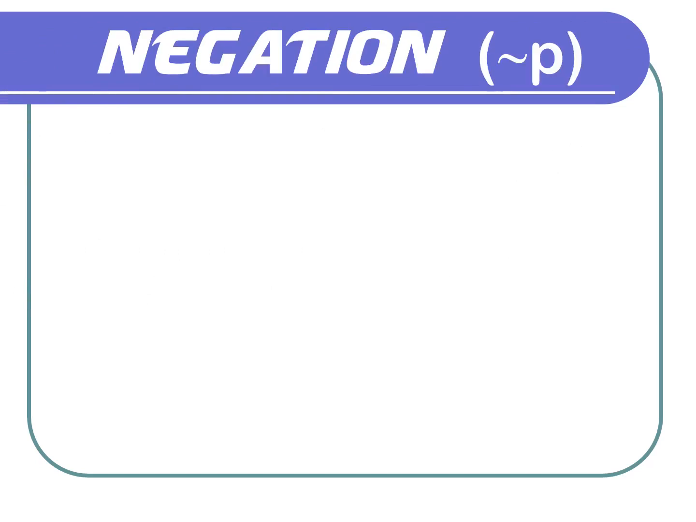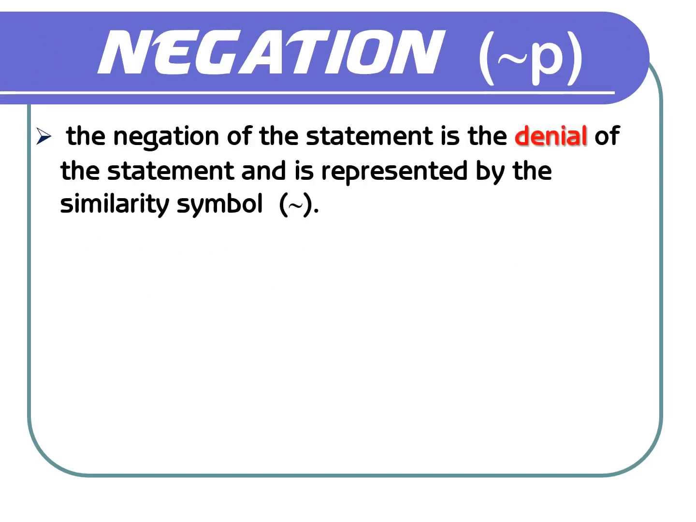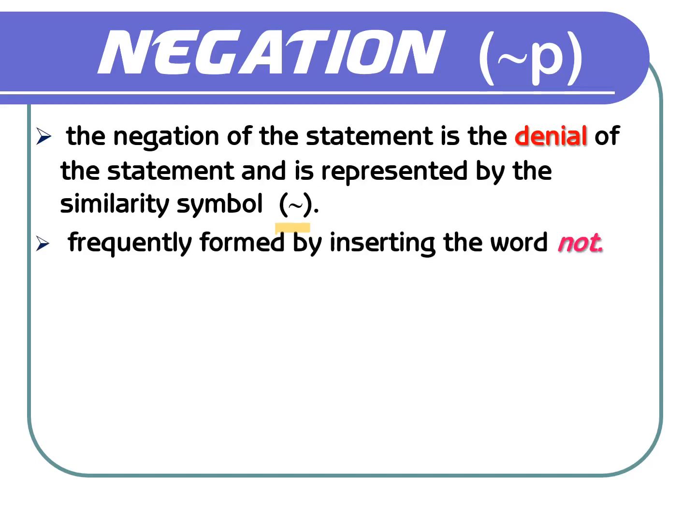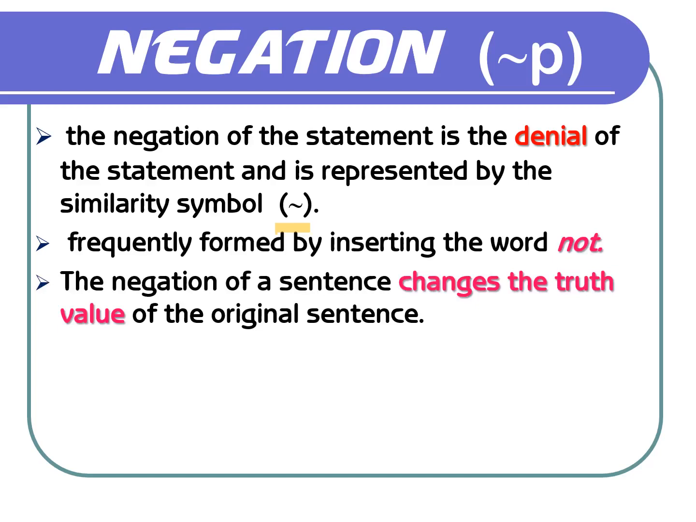Let us study the various ways in which statements can be connected. First, we have the negation. The negation of a statement is the denial of the statement, and it is represented by this symbol. It is frequently formed by inserting the word not. The negation of a sentence changes the truth value of the original sentence. Remember that a statement and its negation always have opposite truth values. That is, if one is true, the other is false.